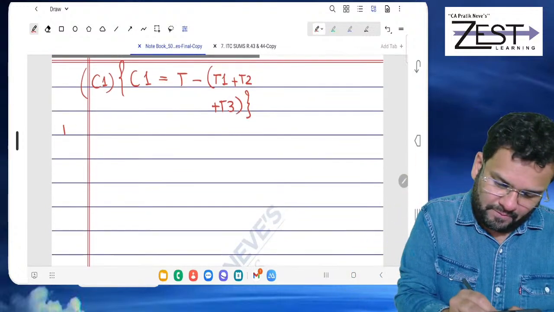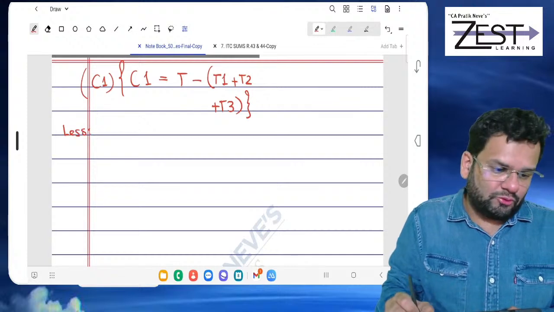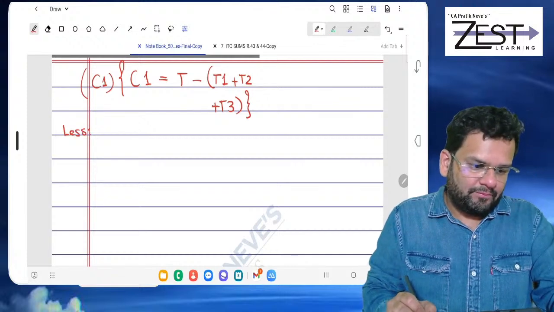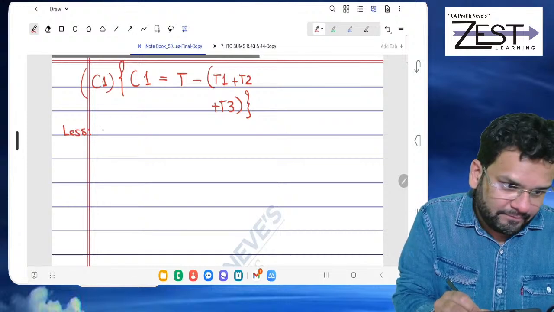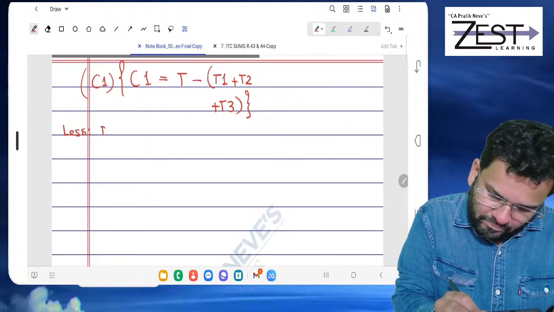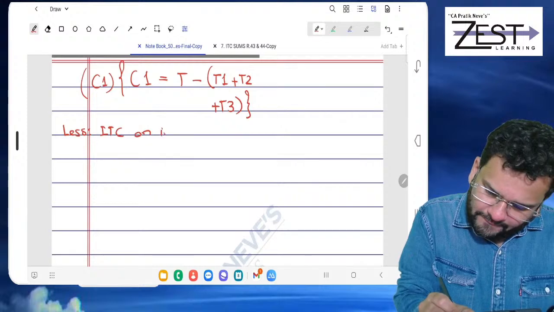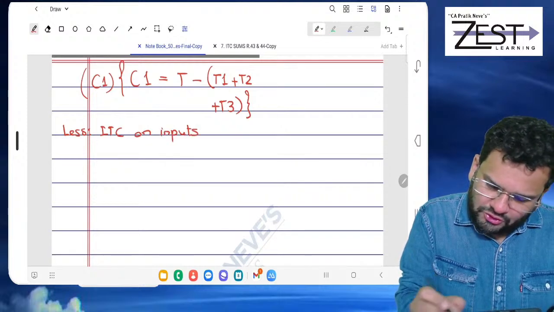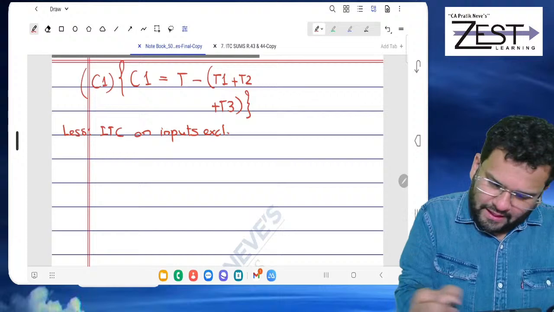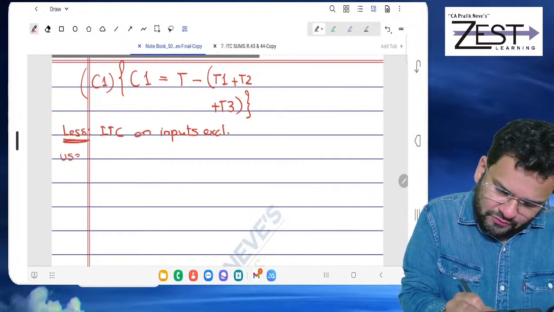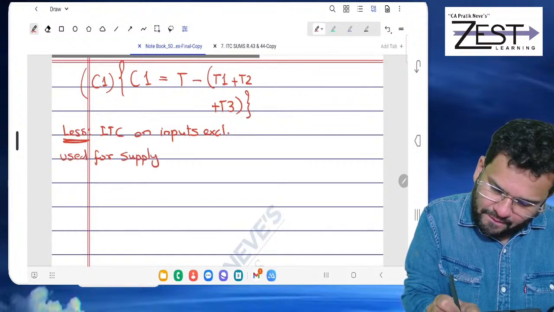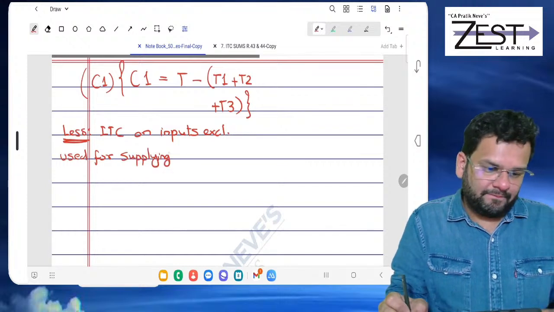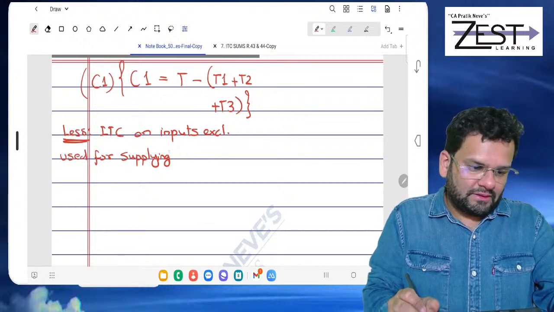Less. Now you come to less: credit on inputs exclusively used for supplying taxable goods. ITC on inputs exclusively used for supplying taxable goods.